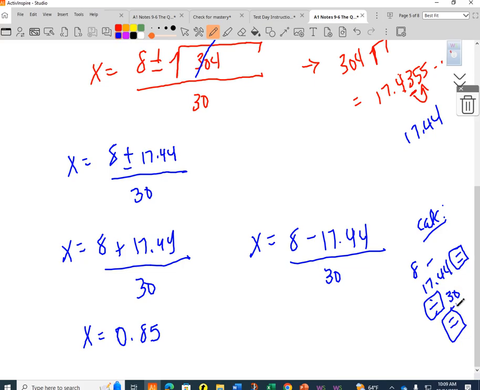Some of you got it right. It should be negative, and it's less than 1. I saw quite a few people that got it right, but I saw a good smattering that didn't. So try it: 8 minus 17.44 equals, divided by 30 equals. Is that the right thing? Yes. All right, so 8 minus 17.44 equals, divide by 30 equals.